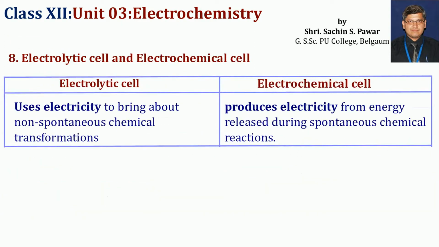Next, in electrochemistry we are using mainly two types of cells. One is called electrolytic cell, other is called electrochemical cell. Electrolytic cell is a cell which uses electricity from the batteries and carries out non-spontaneous reaction in the vessel, while in electrochemical cell the electricity is generated due to spontaneous reactions happening in the cell.